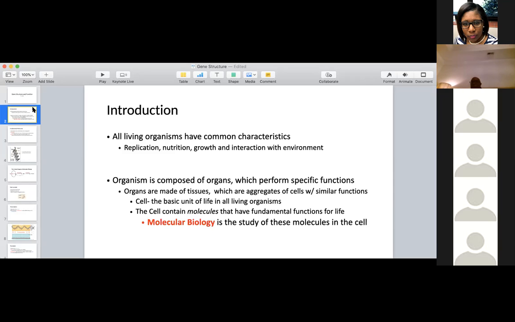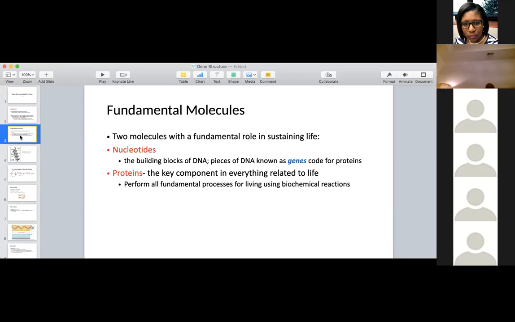The cell contains molecules that have fundamental functions for life, and those molecules are what we study in the branch of science known as molecular biology. We're studying these molecules inside of the cell, particularly the protein. There are two fundamental molecules that we need to be concerned with when we're interested in how the cell functions to sustain life, and those are DNA and protein.